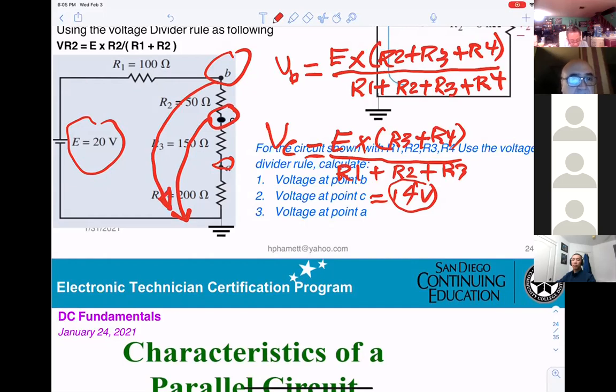You said 20. Mr. Pham, if we add VR1 plus VR2 plus VR3 plus VR4, then it should not be greater than 20 volts. That's correct. But if you measure VC with respect to ground, it can be 14 volts. So VB, what did we get last time? 16, right? B is 16, C is 14, A is 8 volts.